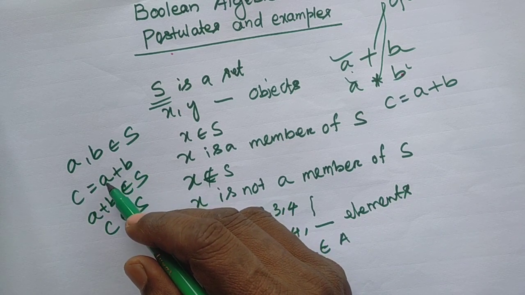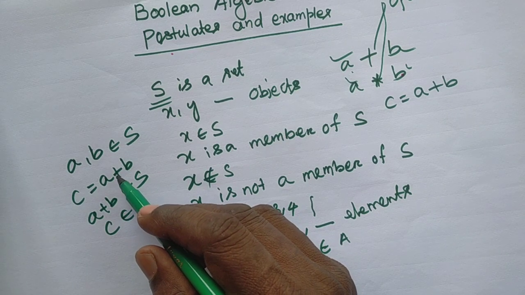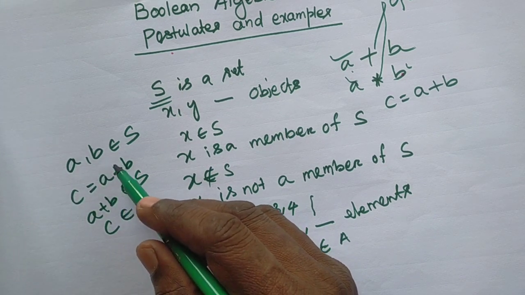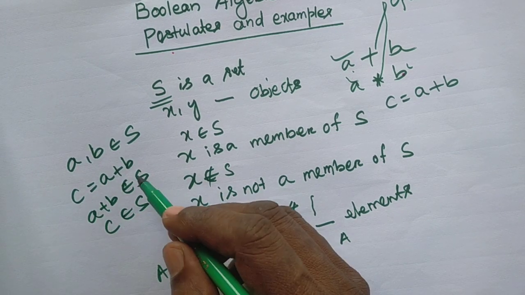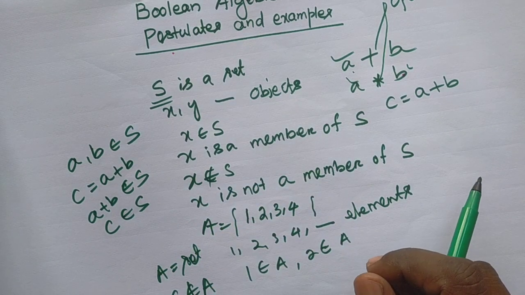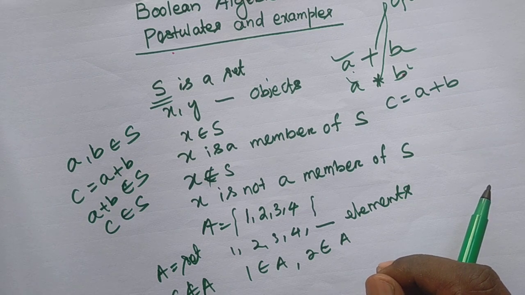For example, suppose we consider the addition operator, plus. Take two elements A and B and add them, which gives C. If C belongs to S, then the binary operator is satisfied. If it is not there, then it is not a binary operator.